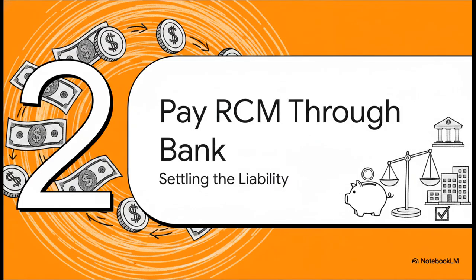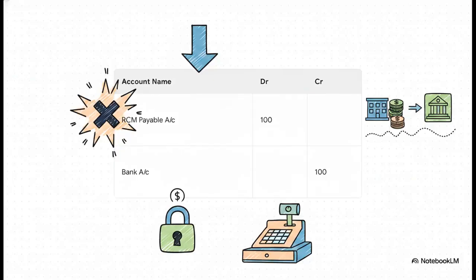Moving right along to section 2, paying RCM through bank. Okay, so the absolute crucial point right here is that we debit our RCM payable account by 100 to clear out the liability while crediting our bank account by 100 to record the actual physical payment. Remember that RCM payable account we just credited back in step 1? Well, we're neutralizing it right now. By debiting the RCM payable account by 100, that specific liability just vanishes from our books. And of course, because real hard cash is leaving our business to pay the government, we absolutely have to credit our bank account by 100.